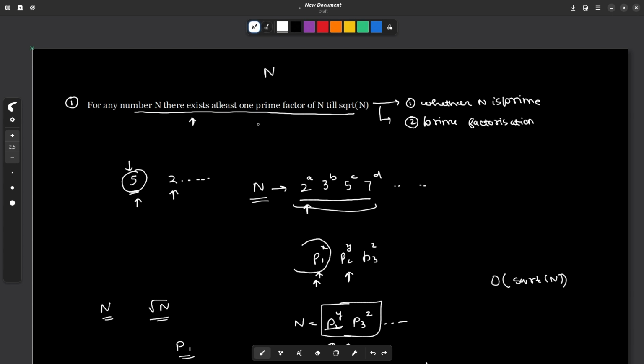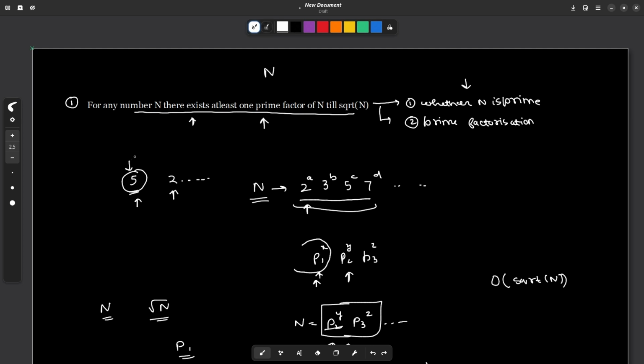So you see, this single property helped us to find two things. First of all, you can easily check whether number n is prime or not, because if it is not prime, then at least one of its factors will exist till square root of n. And if it is prime, then that particular prime factor will not exist for that number.